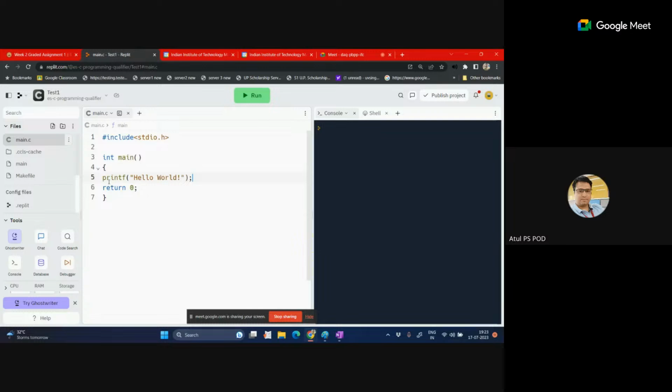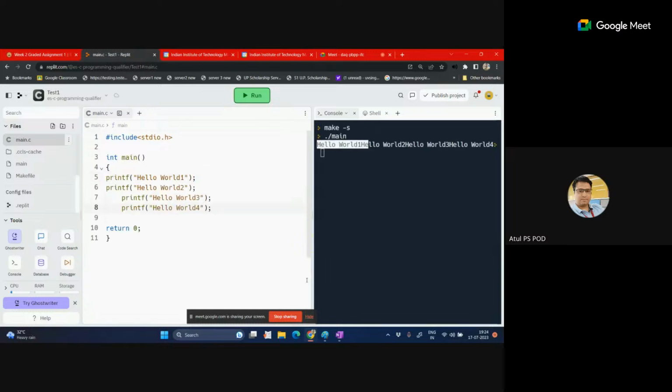Like hello world 1, I'm giving some sequence to differentiate this. 3, 4. Okay, so you can see how the compiler is executing. Now you can see all the answers, so all the output is coming in one line. Okay, so how can we resolve this?